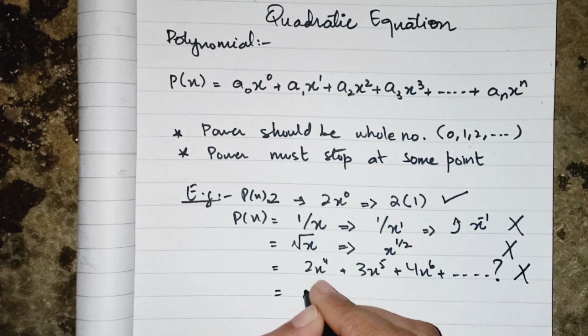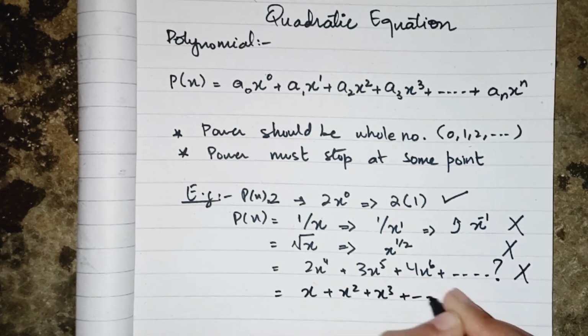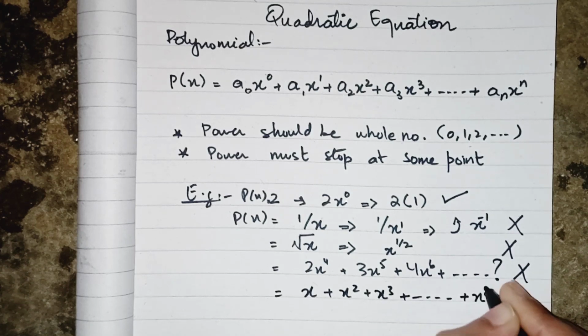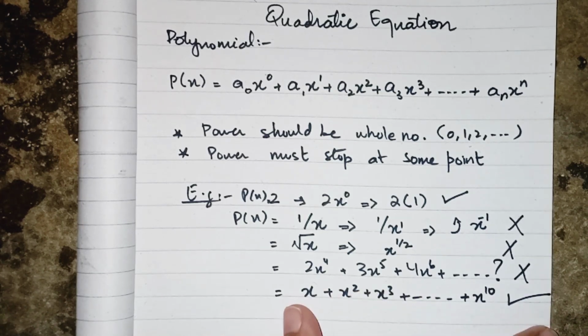If we say x plus x square plus x cube till x^10, this is a polynomial because it has an end point. Whenever an expression does not have any end point of its power, which indicates the degree of an expression, it will not be a polynomial. When an expression indicates the degree of the equation, then it will be known as a polynomial.